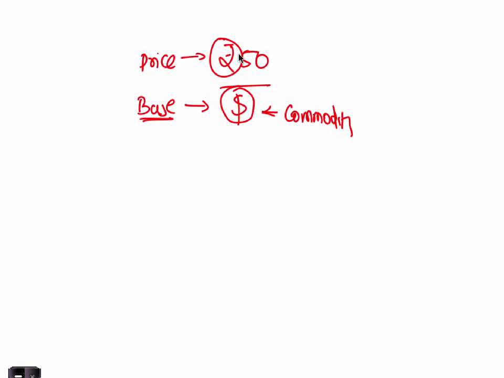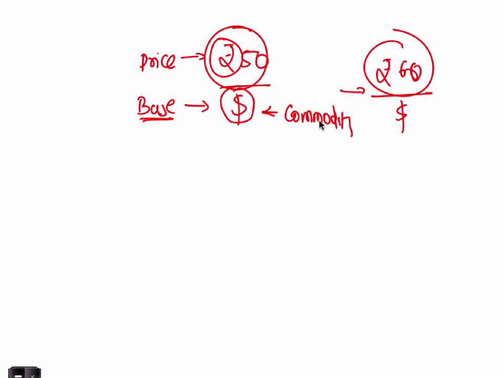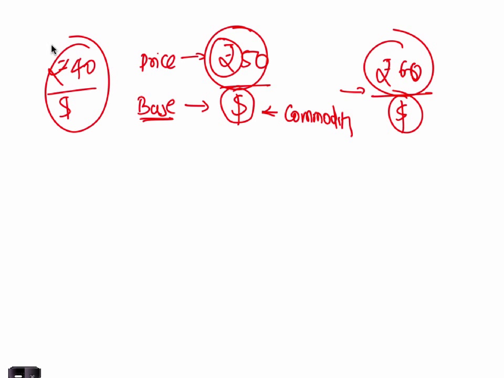So let us say from rupees 50, the new rate becomes rupees 60 for a dollar. Then we would say that some commodity that you could have otherwise bought for a price of rupees 50, now you would buy for a price of rupees 60, and therefore we will say that the dollar has appreciated. But if from 50 it becomes 40 for a dollar, then we will say the dollar has depreciated. So we always think from the perspective of base currency.